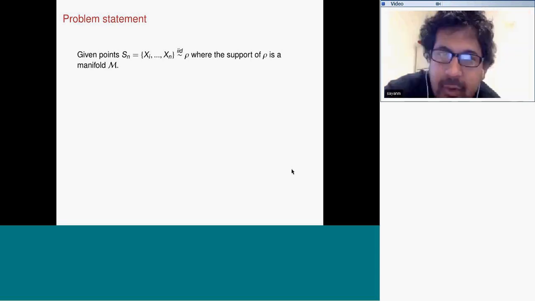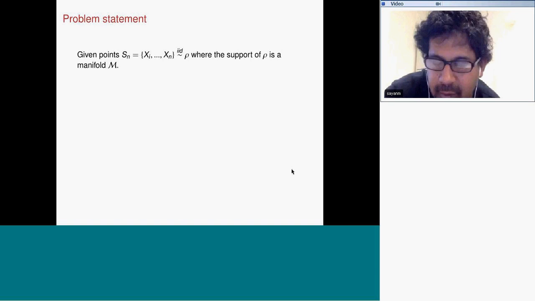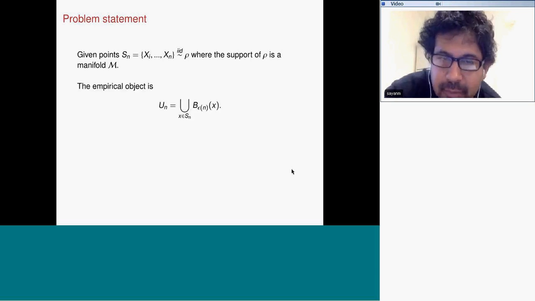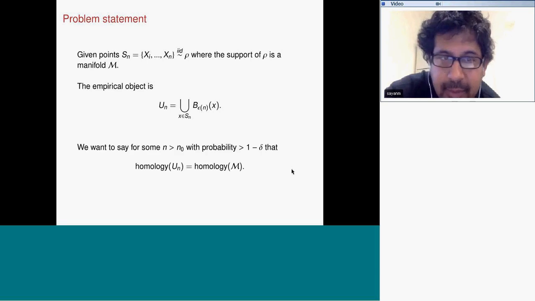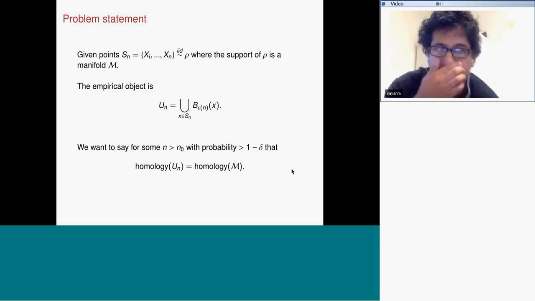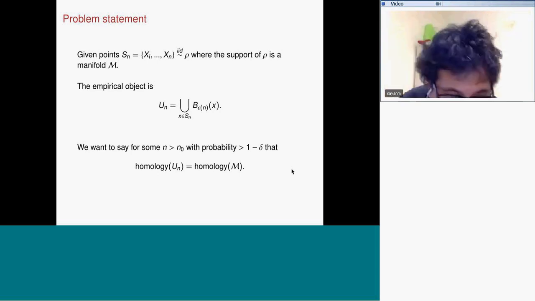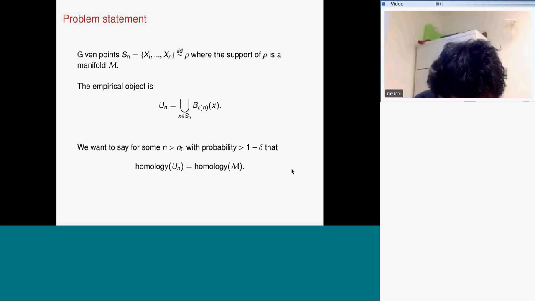So this is a problem statement. I have endpoints from a distribution. The support of the distribution is on a manifold. Think of a torus, okay? Looking at the union of epsilon balls around these endpoints, and to say something like, if I have enough points, the homology of this union of balls is equal to the homology of the manifold, let's say.